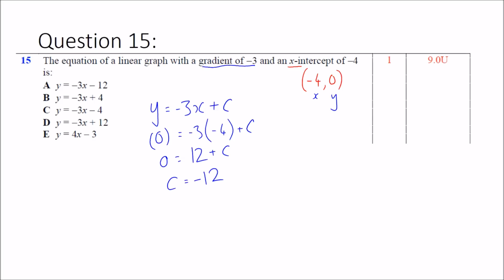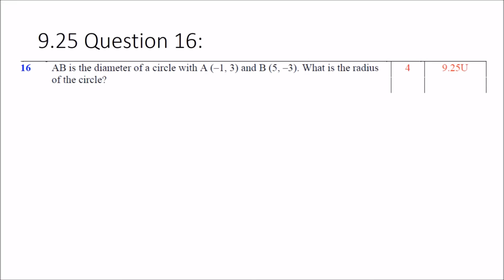So c is -12. So writing my equation in full, I was given the gradient of -3, and then I figured out that the intercept is -12. So I have got A as my correct answer there. Now moving on, the last question. This isn't actually a terribly tricky question, but it's confusing because it's talking about a circle. It's really the question itself that's confusing, not just the way that it's written. The math is actually pretty straightforward.